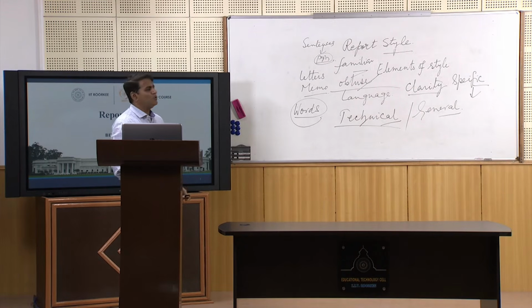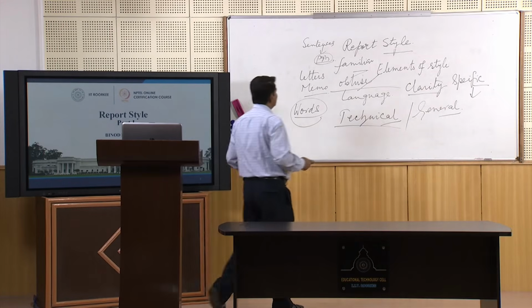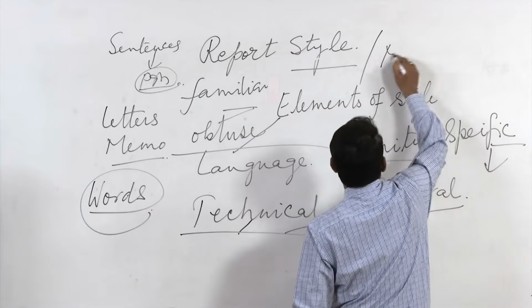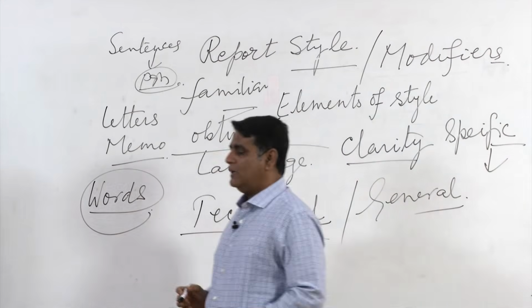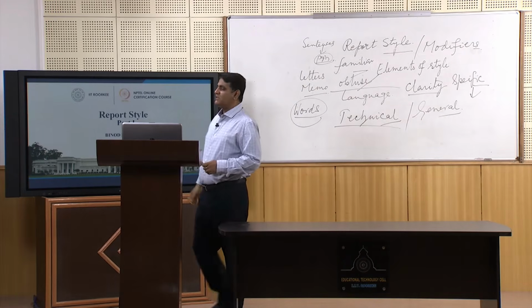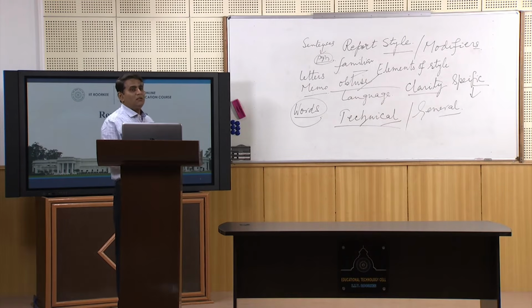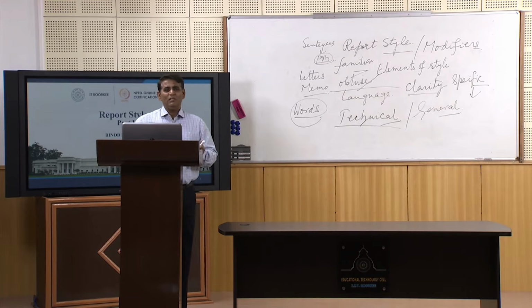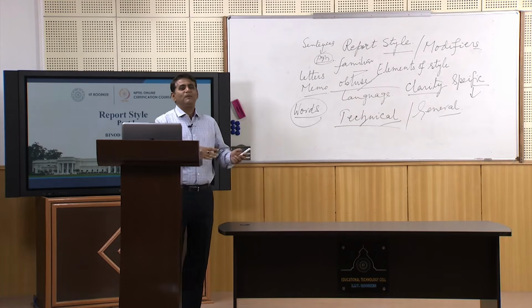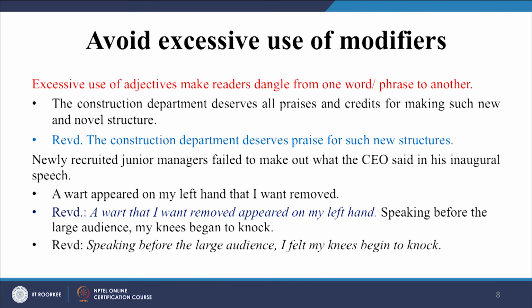Next, sometimes you will find that people make use of modifiers. Now what are these modifiers? Modify, you also know modify. What modify does is, it explains. So when you are writing a sentence, whether you want it or not, some modifiers have crept in, and these modifiers or adjectives actually make readers dangle from one word to another. They have to keep moving. What is the meaning? There are certain examples also given.